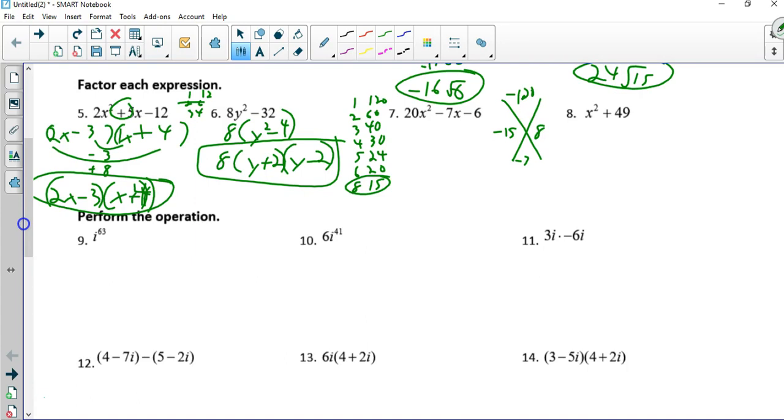So now what I'm going to do is I'm going to rewrite this using these numbers. So let's squeeze this in here. No, that's not going to work. Okay, so I'm going to write 20x squared.